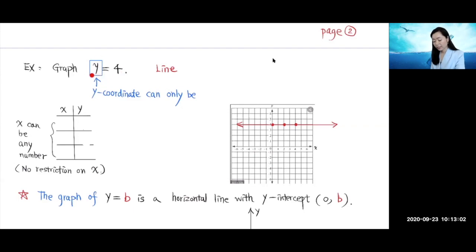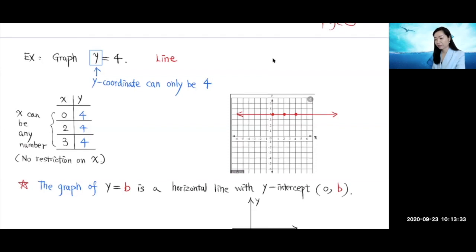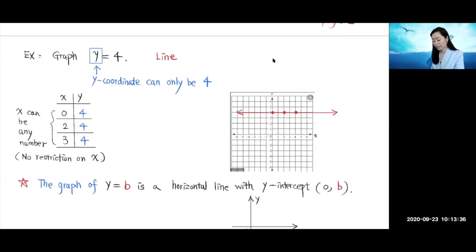Over here, it says that y here equals 4. This y here is a y coordinate. So the y coordinate can only be 4, nothing else. Well, is there any restriction on x over here? It doesn't have any restriction on x. So x can be any number. So I'm going to pick x to be 0, 2, and 3. And then I plug in those points: (0, 4), (2, 4), and (3, 4).